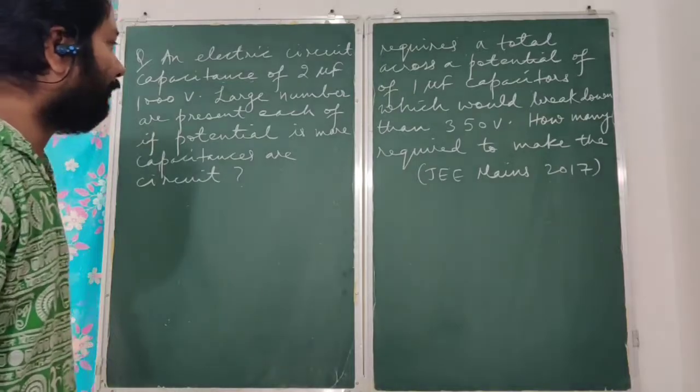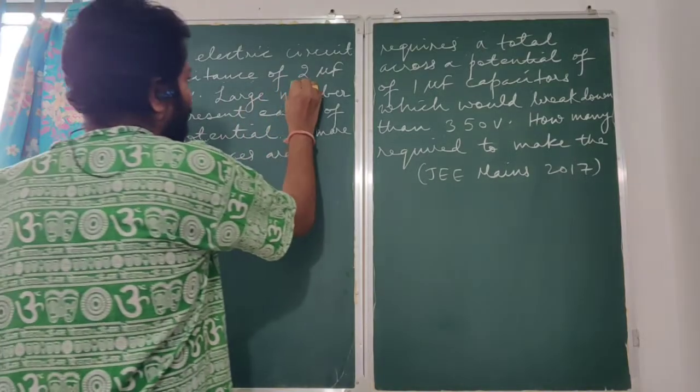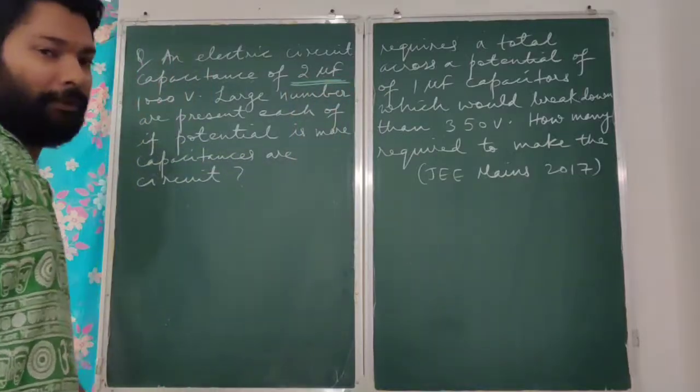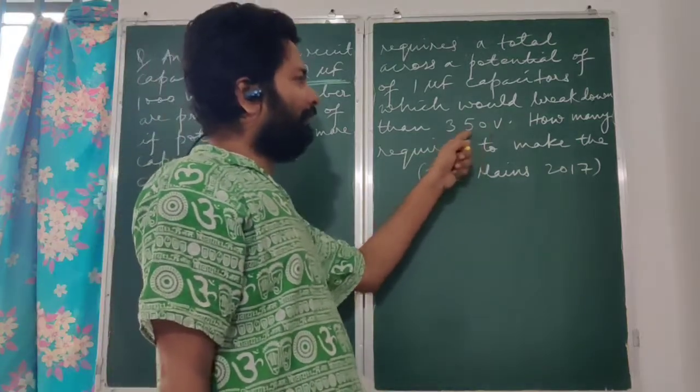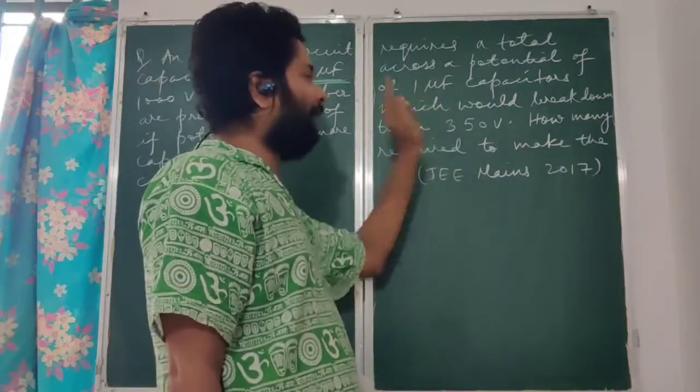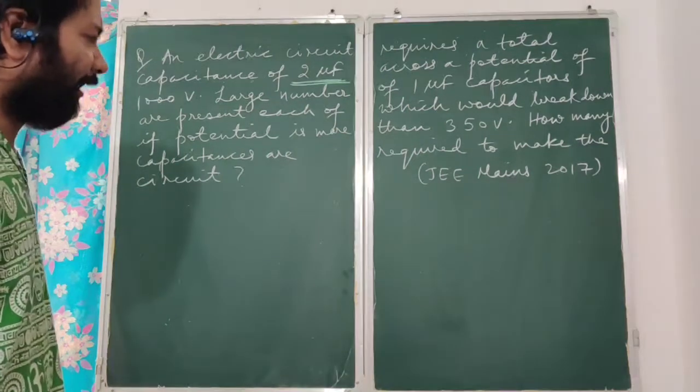Now let's see this question. It was asked in JEE Mains 2017. An electric circuit requires a total capacitance of 2 microfarad across a potential of 1000 volt. So the total capacitance we want from the circuit is 2 microfarad. This should be the output. And we are allowed to have 1 microfarad capacitors, and each of them individually cannot sustain more than 350 volt. Which capacitor? 1 microfarad capacitor.